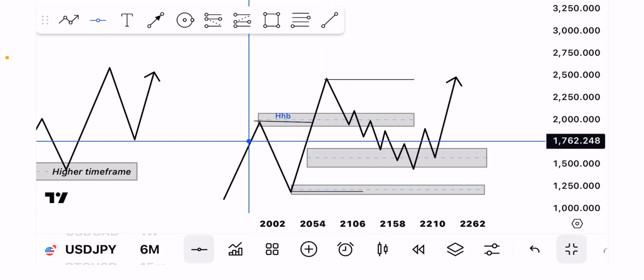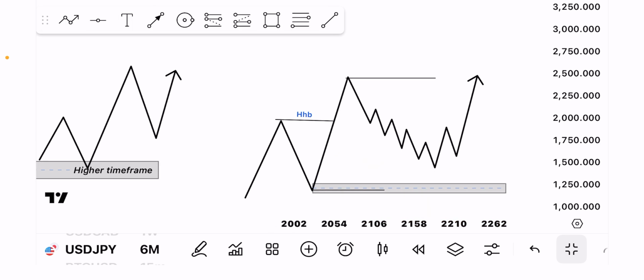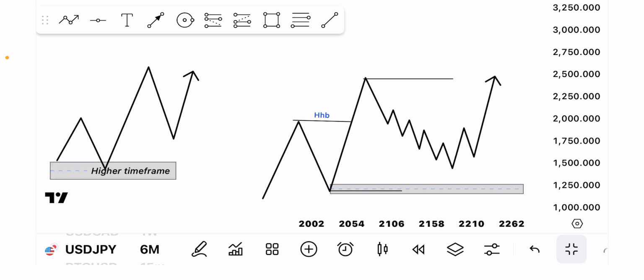So now we have known this, let's see how we get to take information, to enter our trades, to get entry reasons. Remember, that same rule applies for the downtrend.